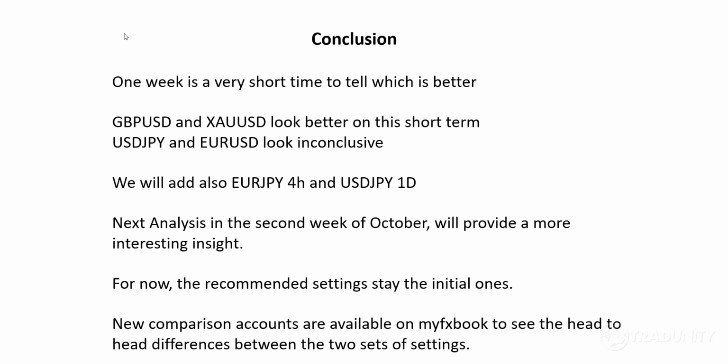So in conclusion, 1 week is a very short time to tell if the new settings are better. We can see that the Great British Pound and dollar look better on the short term, while the USD Japanese Yen and Euro USD pairs don't look so strong at this moment. We will also add the Euro Japanese Yen and the USD Japanese Yen on 1 day time frame. And I do think that the more conclusive analysis will be at the end of the week of October, when we will provide a more interesting result. For now, we stick with the recommendation of the initial settings because we know for sure those are profitable on the medium term.